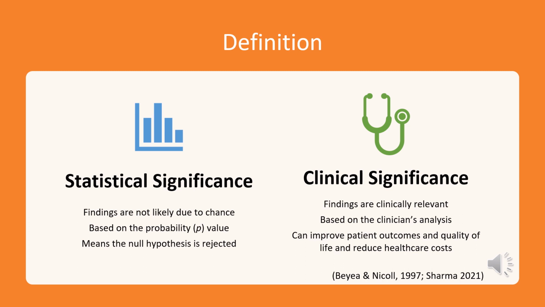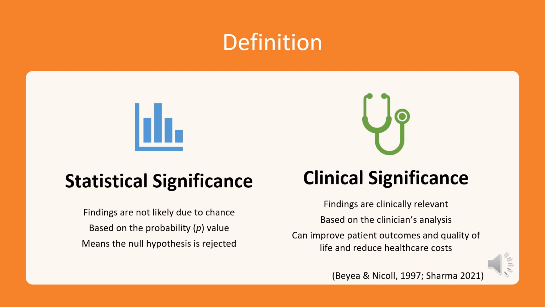Statistical significance and clinical significance are two distinct concepts. Statistical significance means that the findings are not likely due to chance. It is based on probability, p-value. If the p-value is less than the alpha, 0.05, the study is considered statistically significant, and the null hypothesis is rejected. Hence, statistical significance is synonymous with mathematical significance.